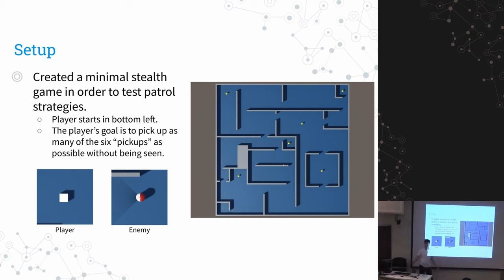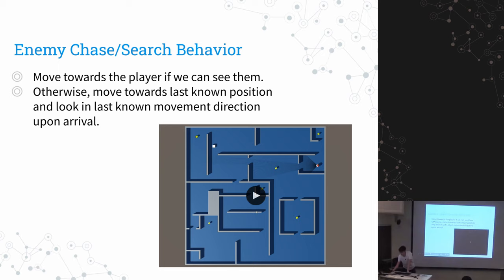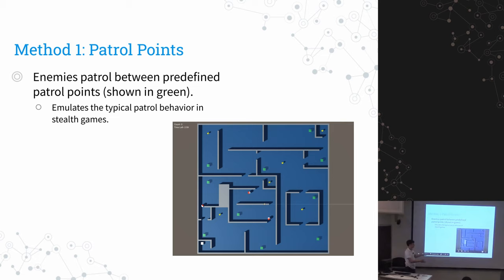And just for the sake of completeness, the search and chase algorithm is: when the enemy can see the player, navigate to that position. Once you lose sight, navigate to the last known position and look in the direction of last known movement. Then there's some glancing animation before returning to the patrol technique. And to evaluate the various techniques, of course, this is the patrol technique. It's a set of predefined points. Each point has an associated direction.